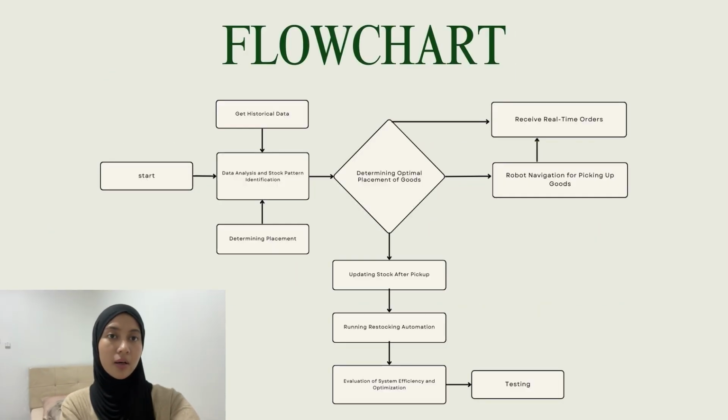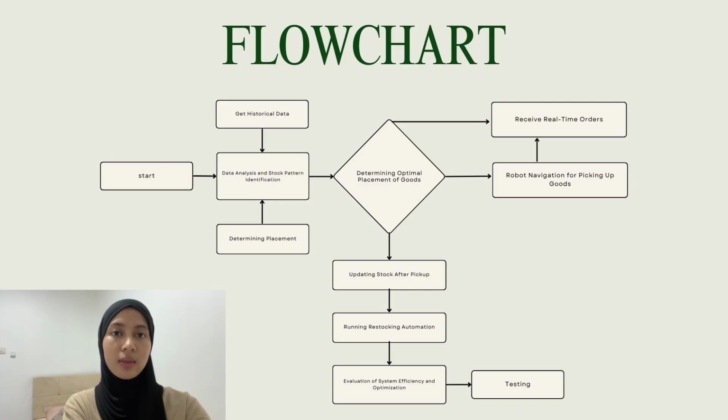Next on the flowchart: the process of optimizing the placement of goods in the warehouse using data-driven techniques and robotic automation. First, we start, and the process begins with collecting historical data related to the stock patterns and past transactions. This data is essential for identifying trends and patterns. Next, data analysis and stock pattern identification.